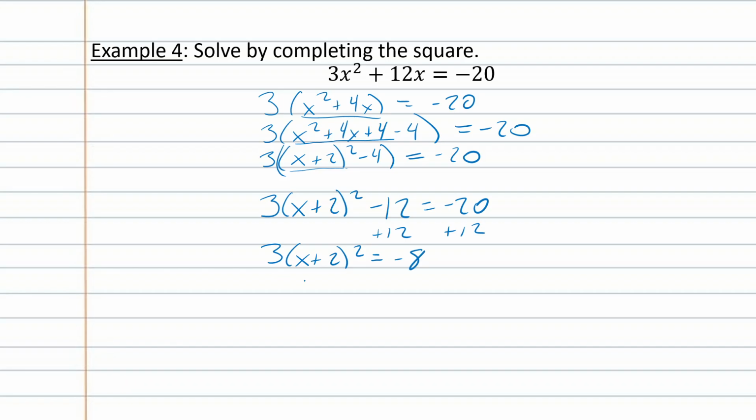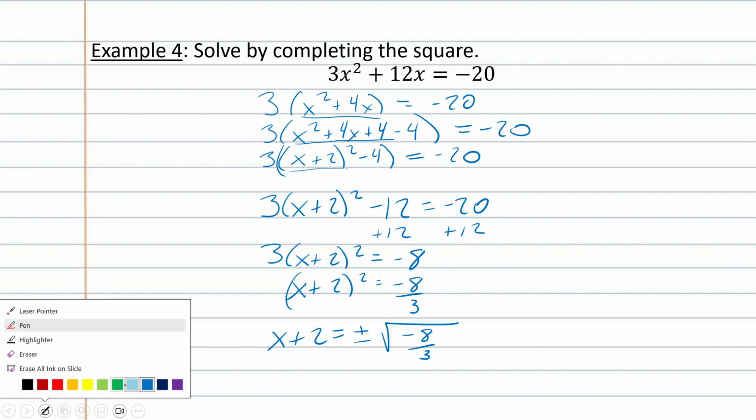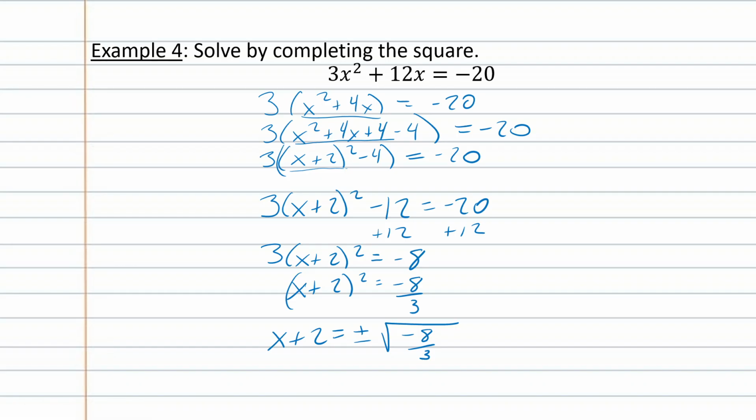Okay. I'm going to divide by 3. So it's going to give me x plus 2 squared equals negative 8 thirds. And then I could take the square root of both sides. It's going to give me x plus 2 equals plus or minus the square root of negative 8 thirds. Now, we change colors here and do a little aside. Let's look at the square root of negative 8 thirds. Obviously I need to pull the i out. Clear and easy to see that.